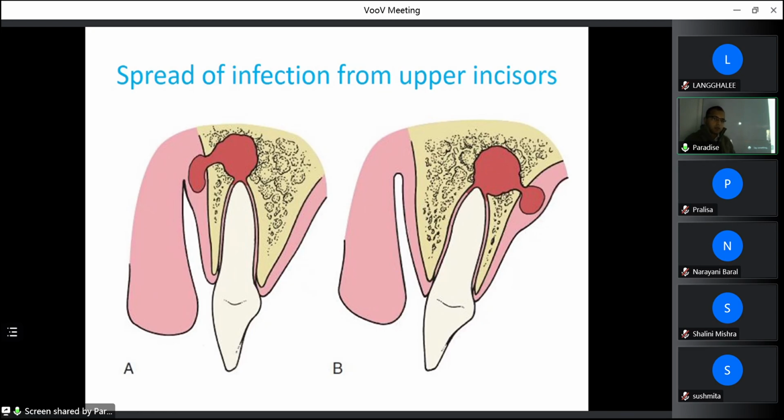If the tooth is more vertical, the buccal cortical plate will be thin, so periapical infection will drain through the buccal cortex and cause perforation. If the angulation of the tooth is such that the palatal bone is thin and the buccal cortical plate is thick, it will cause perforation of the palatal bone and lead to a palatal abscess. So it depends on the resistance of the bone. Infection always travels through the path of least resistance.